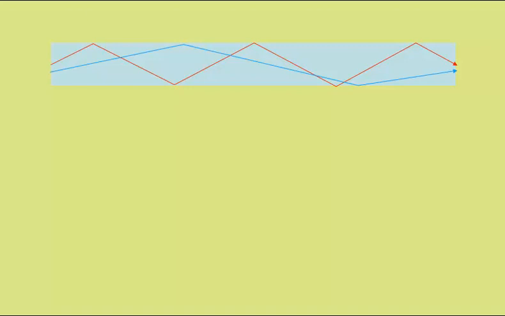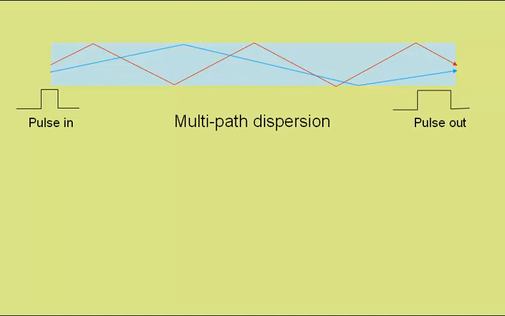What effect does this have on our signal? Well, if we send a pulse in, something like this, and the light for the pulse takes several different routes, as shown, the information will be spread, so we'll end up with a longer and weaker pulse coming out. This effect is known as multipath dispersion.